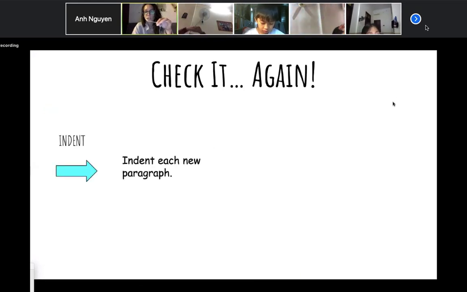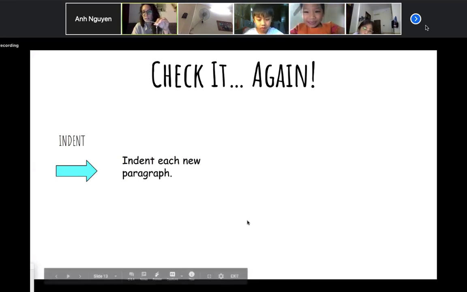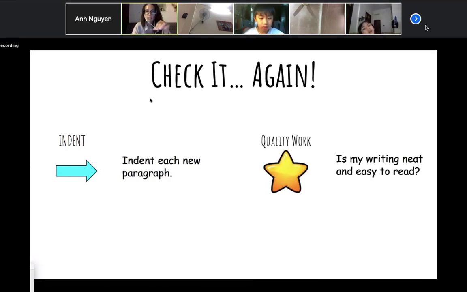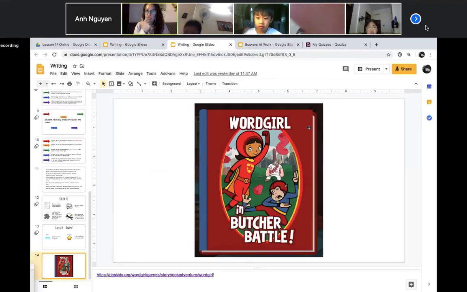We also want to make sure, like Harry Kane just said, we want to indent each new paragraph. And I'm going to go over what indenting is in just a second. And quality work. Is my writing neat and easy to read? Okay, so the worksheet I gave everyone had all of these things for you. So I'll send it home again.